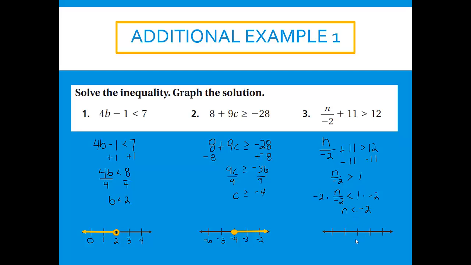Since our symbol is less than, we will have an open circle. So on our number line, we're going to have negative 2, negative 1, and 0. And then to the left, we'd have negative 3 and negative 4. And we said we'd have an open circle at negative 2. And then the numbers that are less than negative 2 would be the numbers to the left. So we'll shade to the left.